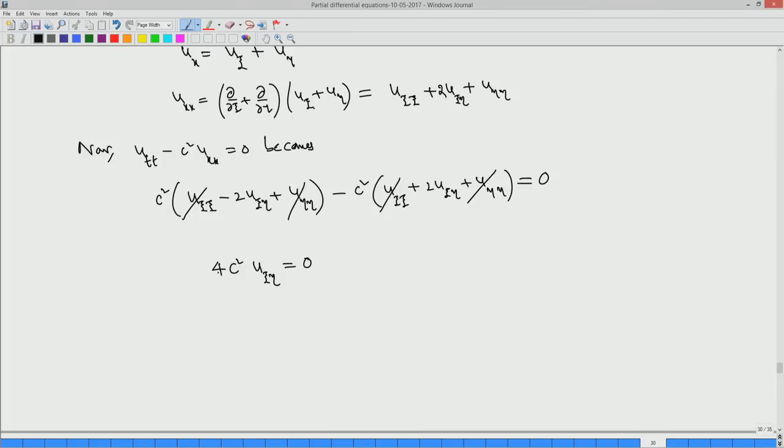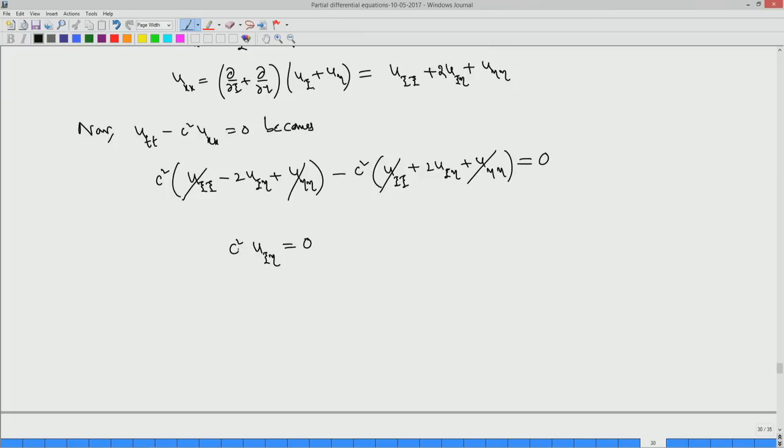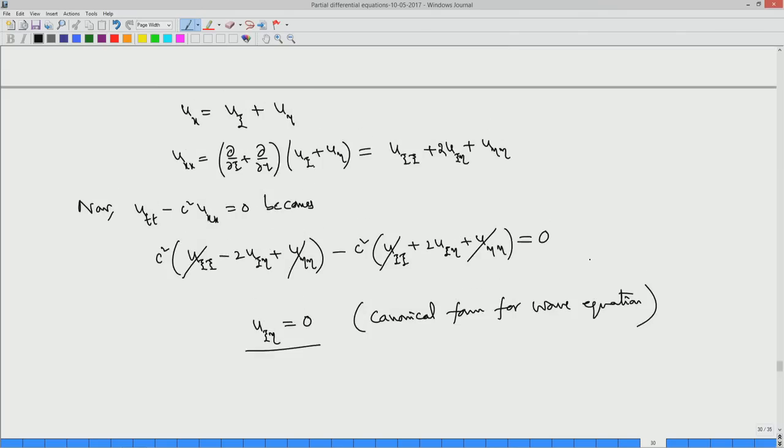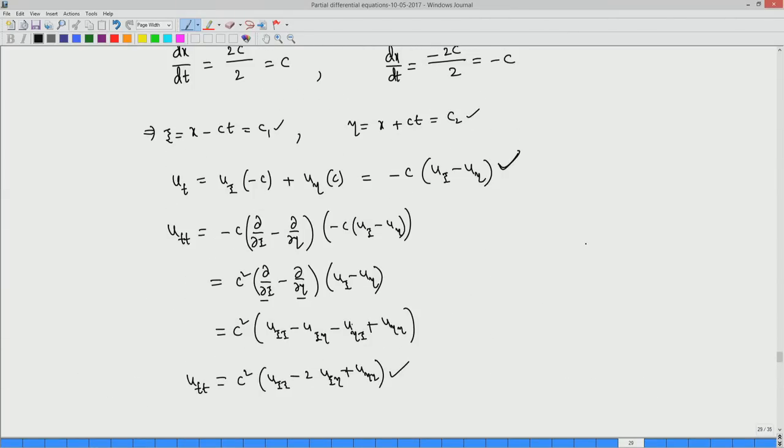Now 4 cannot be 0, and c², because c is the wave speed which is non-zero, also cannot be 0. So that means u_ξη is 0. So this is your canonical form for the wave equation in the new variables. These are called ξ and η variables.